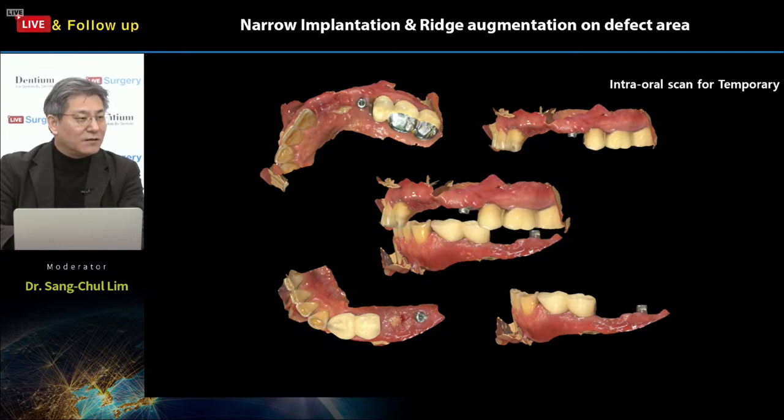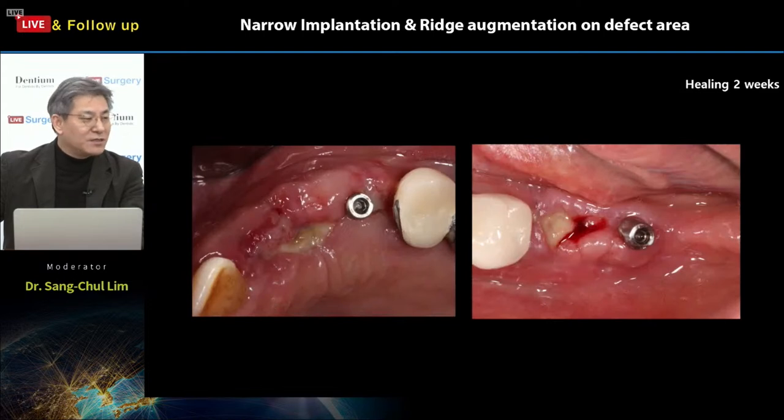I think this one is for making a temporary restoration. As you can see here, the soft tissues at the previous surgery site are undergoing the healing procedure. These areas are a little bit flap open, but we can see the membrane underneath the flap. However, these areas will heal well. Okay, and number 24 is connected with the healing cap.